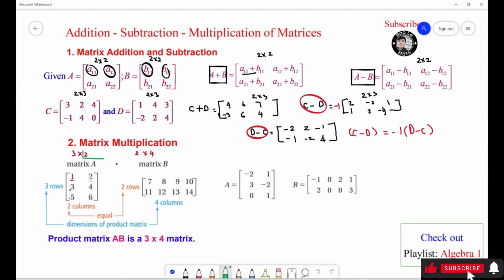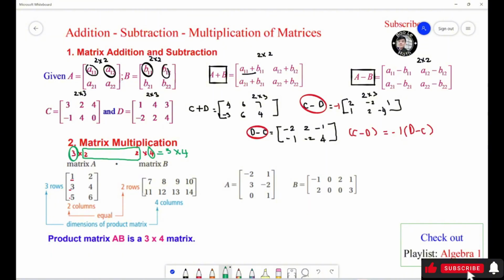If the number of columns in the first matrix is the same as the number of rows in the second matrix, then yes, you can do multiplication. Look at this one. The answer must be 3 by 4, 3 right here and 4 right here. If this guy and this guy are different, then you cannot multiply them. You can't. So keep that in mind.